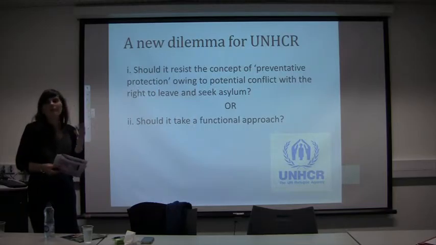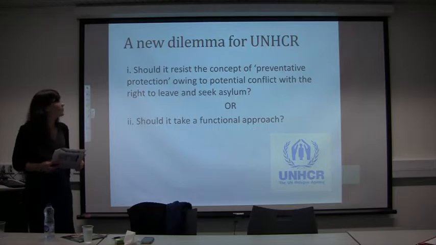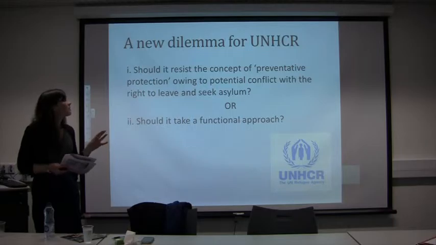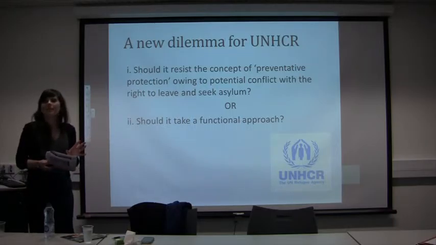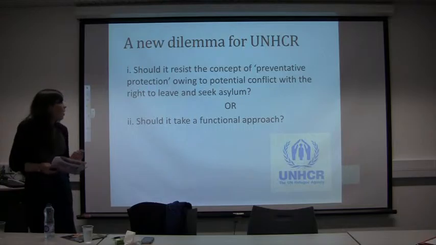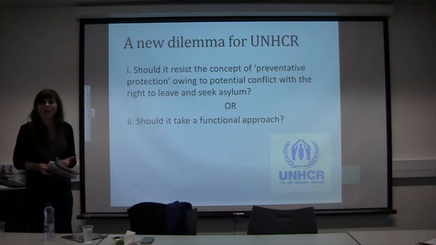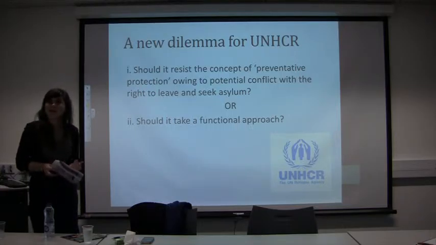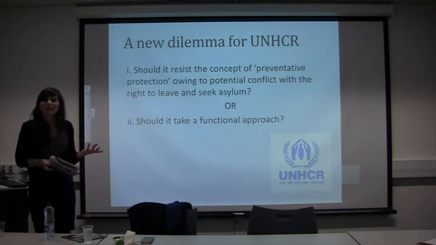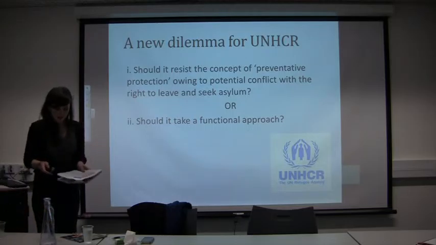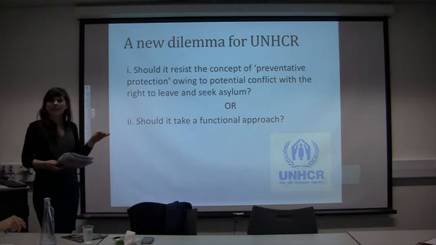And the question before them when this idea of safety zones was being pushed was, should it resist this concept of preventative protection because of the potential conflict with the right to leave and seek asylum, which I will go into a bit later? Or should it take a more practical approach, acknowledging the fact that states are going to close their borders to refugees, and states fund the UNHCR's activities, and therefore have significant influence over the type of activities it can carry out. So should it just take a practical approach and say, well, states are going to do this anyway, we may as well assist people who are displaced within their borders? And ultimately, they took the latter approach.